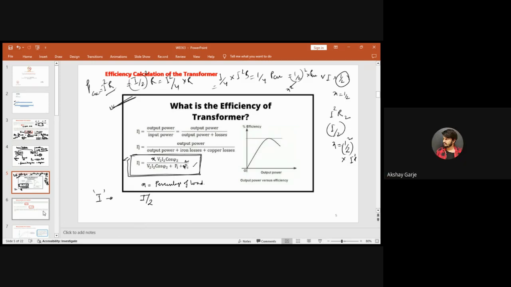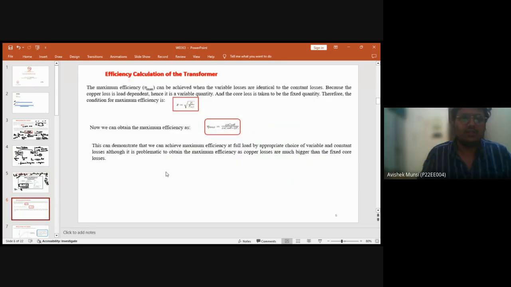Okay. So next, we see that if we consider the maximum efficiency, eta maximum, then the variable losses are identical to the constant losses. So basically, the copper loss, which is load dependent, is the variable loss. Copper loss is the variable loss. Why? Can anyone tell me?